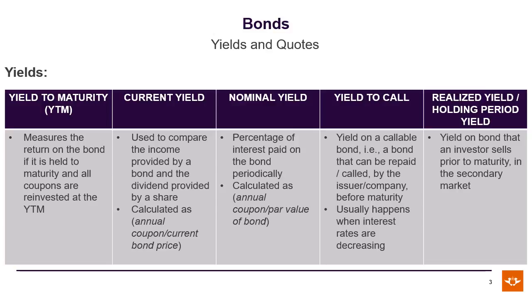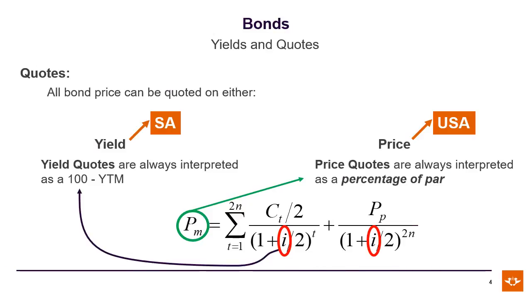We look now at the current yield. This is a yield that gives us an indication of the income. It is calculated as the annual coupon over the current bond price, and it is used to compare the income provided by a bond relative to other assets. There's the nominal yield, which is a percentage of the interest paid on the bond periodically, and that is calculated as the coupon over the par value.